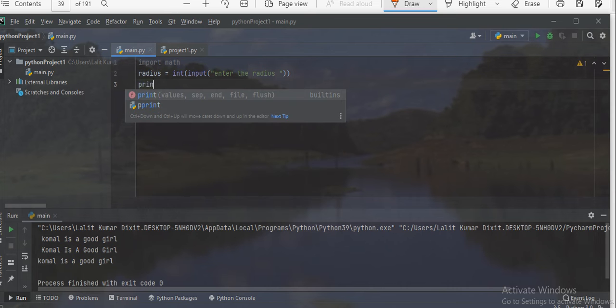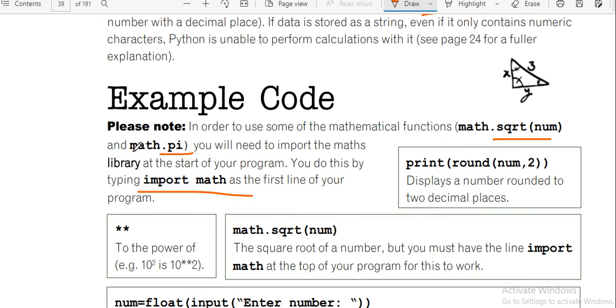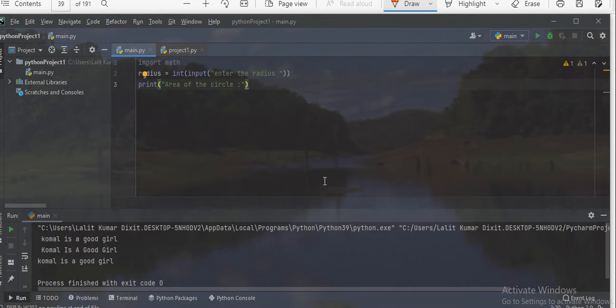Then you have to print what? You have to print the area. So you will write here area of the circle. Now the area of the circle will be what? Pi r square. Now I do not want to use that pi, that is 3.14. I want to use the exact value. So in that case, I will use this math.pi here.